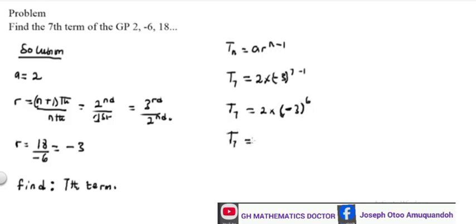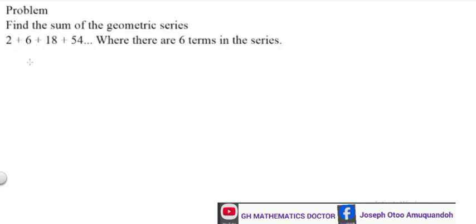T of 7 is equal to 2 times, and since we have an even exponent it will be positive, so 729, then finally multiplied by 2, we are going to get the answer, which is 1458. That's the 7th term of the geometric sequence you have on the screen. Let's have a look at the next question. So this is the last example we are looking at.